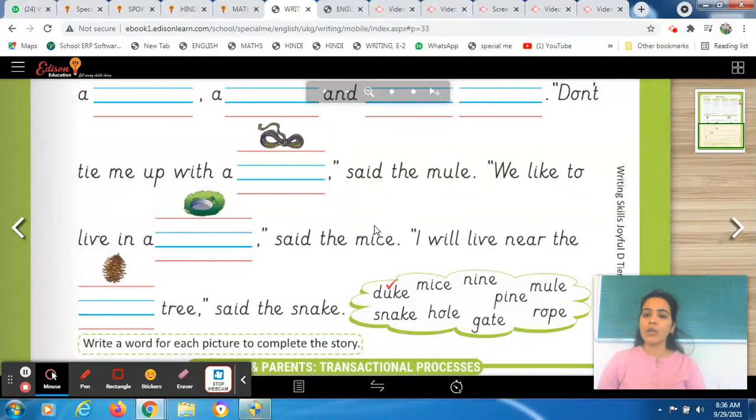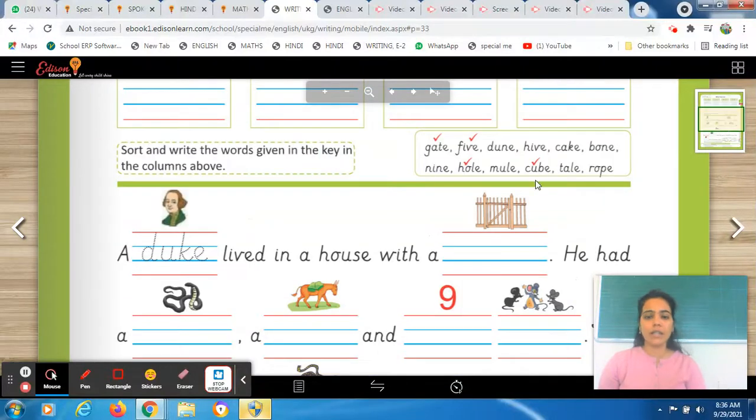Your whole focus should be here with me. We will read the information before we start. Write a word for each picture to complete the story. So for today's task, we have to write the word for each picture and then complete the story. So let's start, students. Let's begin with the very first one. The first one is already done. If you see this picture, what is this? This is Duke, a noble man. Here we have to write Duke, which is already written. You have to trace it.